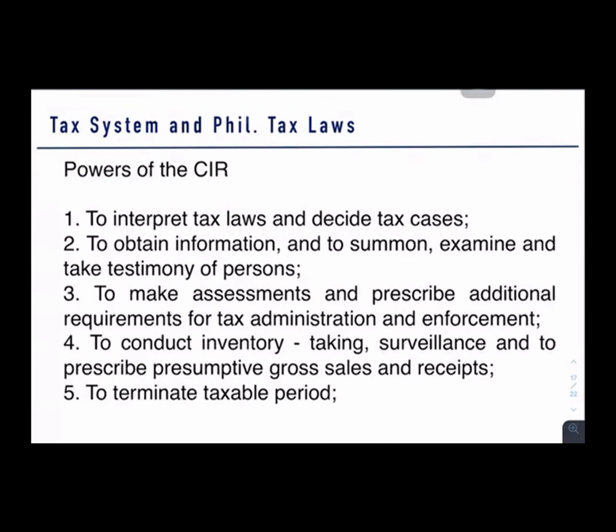Next, to obtain information, to summon, examine, and take testimony of persons. This is, of course, because of the first power. So, due to the first power, you can now summon information. You can also summon persons. Next, to make assessments and prescribe additional tax requirements for administration and enforcement. Of course, the CIR can assess.